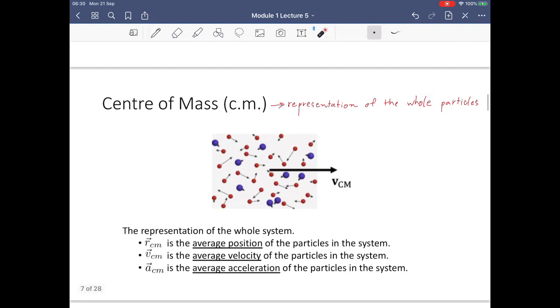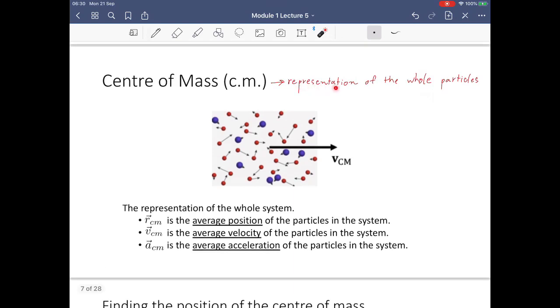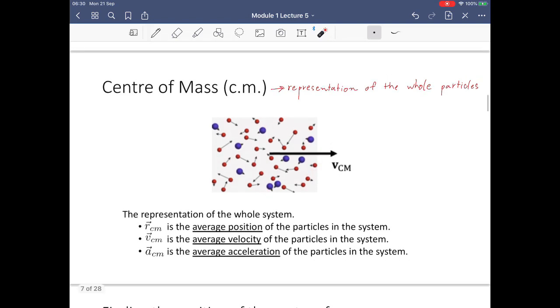Okay, and that leads us to the concept of the center of mass, which is the representation of the whole particles. So if you look at this picture, there are a lot of particles in here. But if you think of this whole thing as a system, we want a means to describe the average motion of all the particles here. And that is the concept of the center of mass. So center of mass is, imagine that it is as if you have a point here. Let's use this black dot, okay?